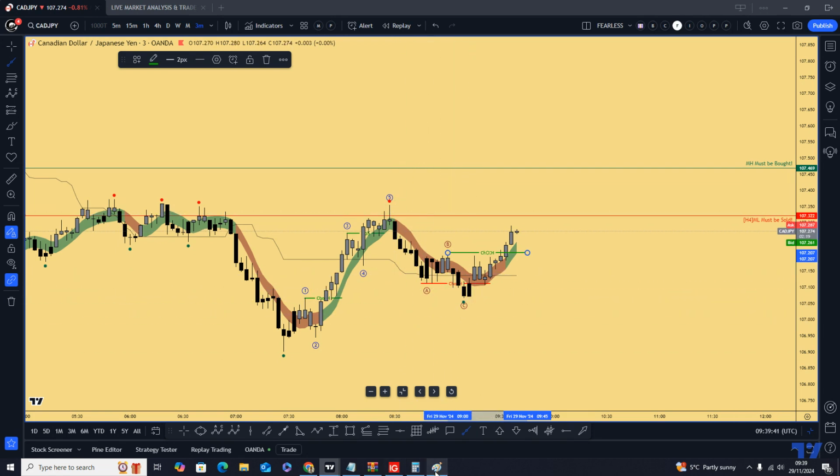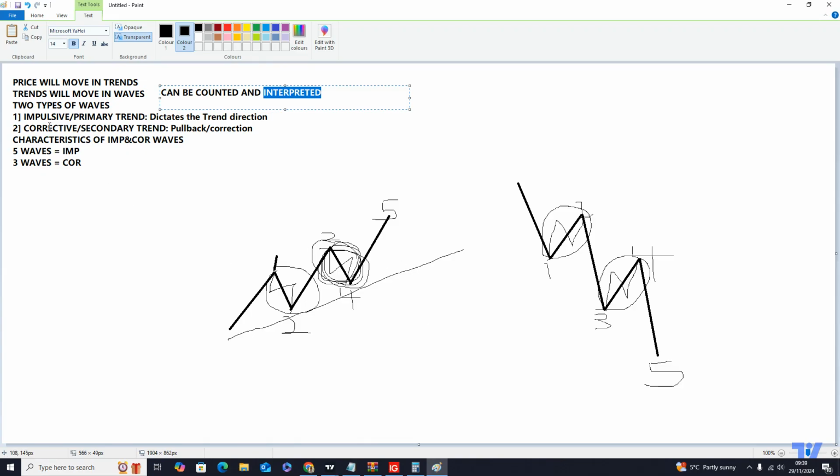Okay, so just to recap what I've explained this morning, price will move in trends, the trend will move in waves, and the two types of waves are the corrective and the impulsive wave, which is the primary trend. That is the wave that dictates the trend. It will come in 5 waves, as long as you can count them correctly. It comes on the 1 minute chart, on the 5 minute, on the 1 hour, on the 4 hours, on the daily, on the weekly, on the monthly, and so on. You get the gist of what I'm saying here.